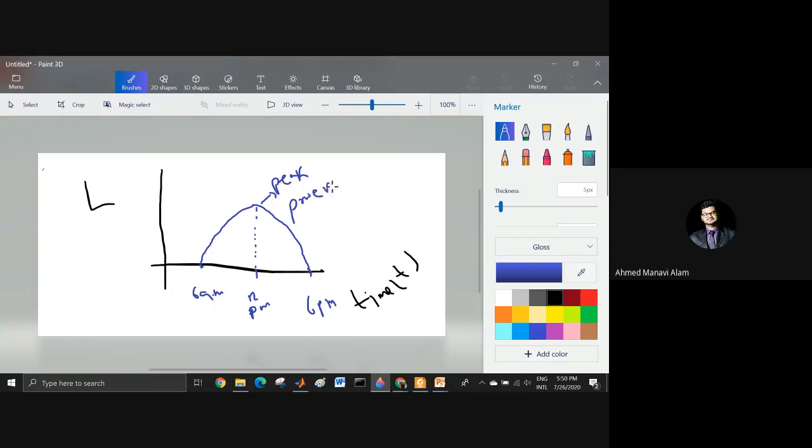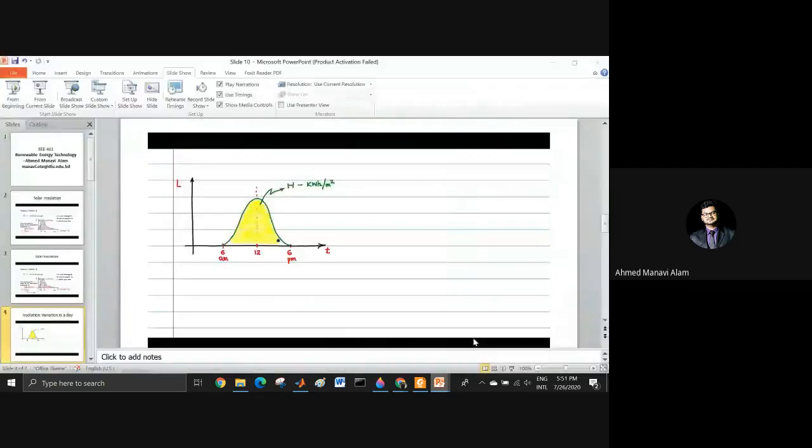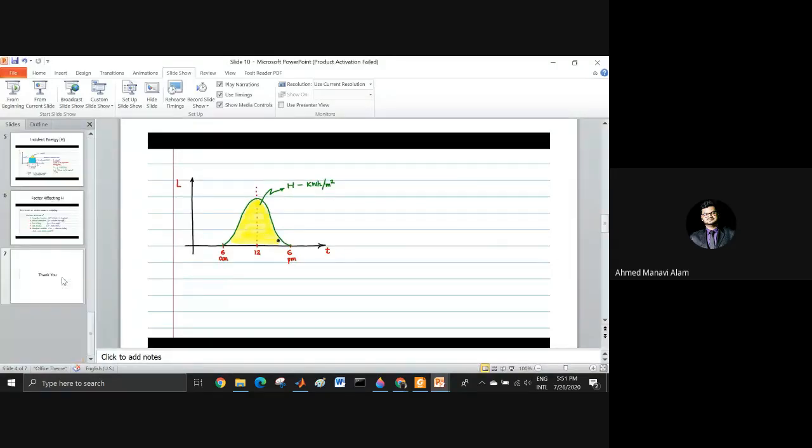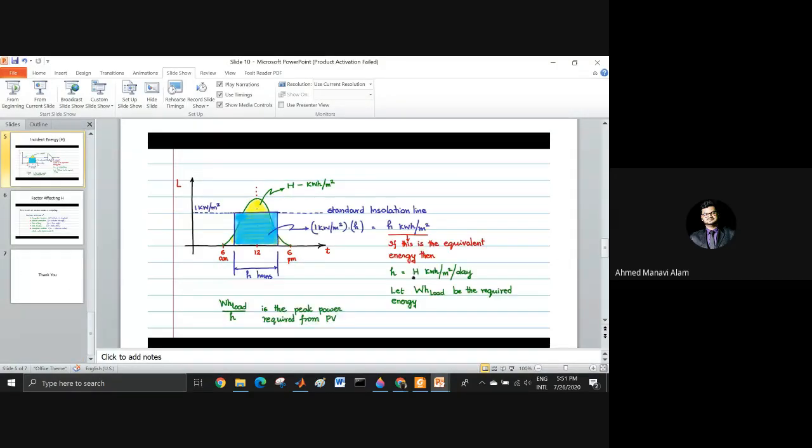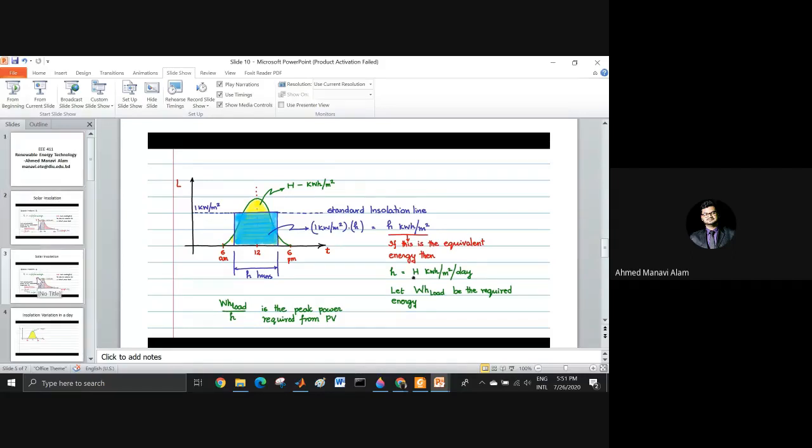Now what they do: if you remember, there is a term called energy. What is energy? If you multiply your power with respect to time, then you get the energy. Now we will learn an important term: that energy is called the incident energy.